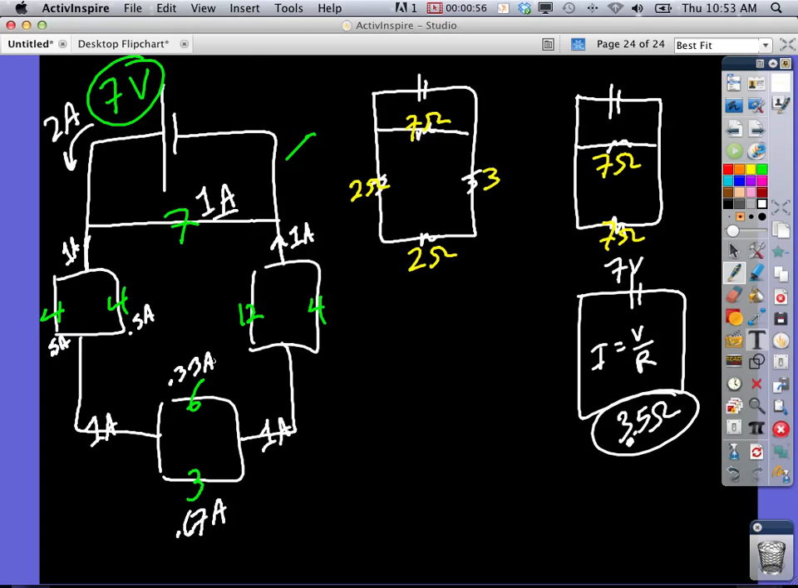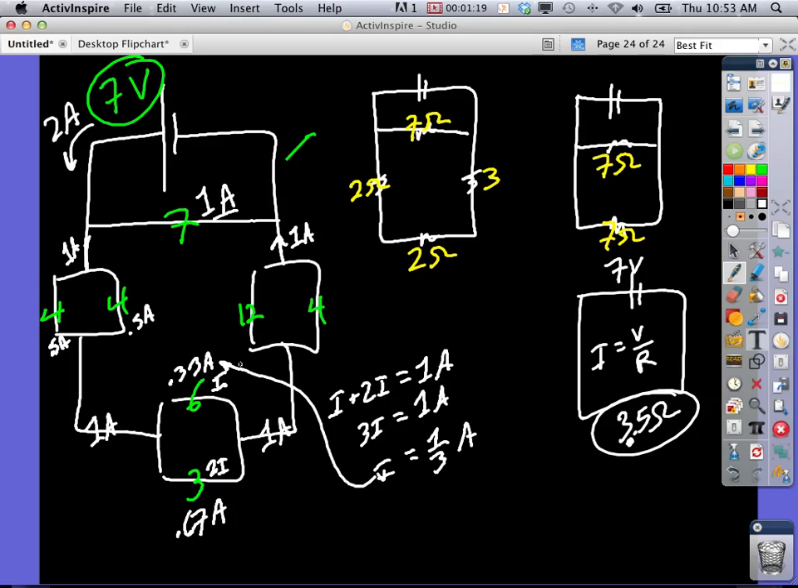I just did that in my head, right? If you're not sure, you can think of it like this. If this is I, this is going to be 2I, and then that means I plus 2I equals 1 amp. Right? And that means 3I equals 1 amp. I is 1/3 of an amp, which is that.